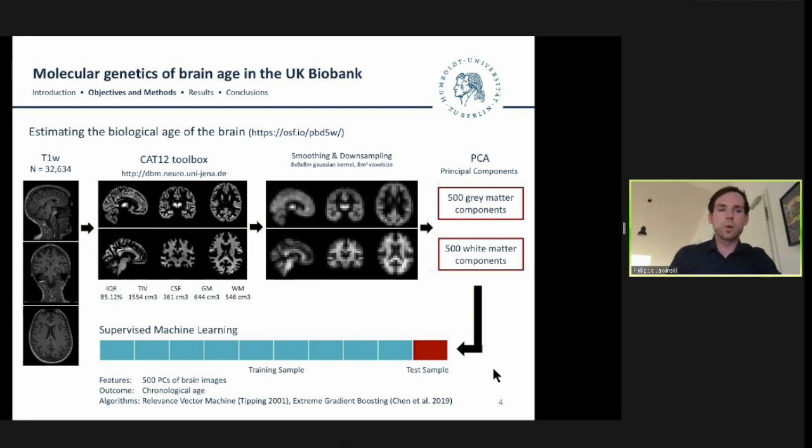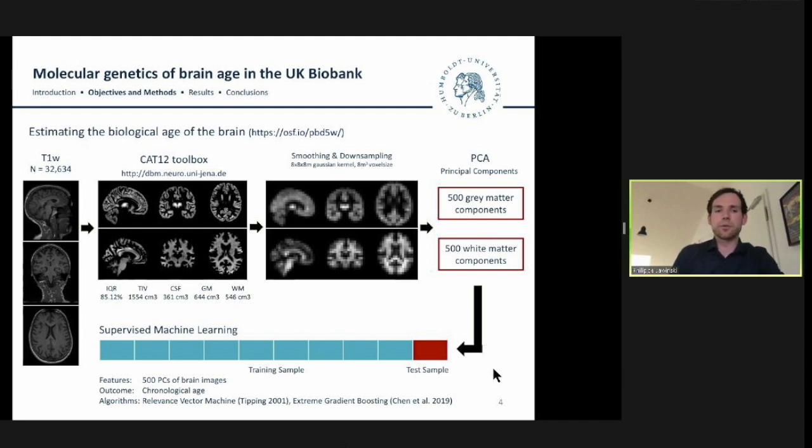So we took the T1-weighted images of the UK Biobank subjects and pre-processed them using the CAT12 toolbox for MATLAB. From this toolbox, we obtained the brain images, transformed from the native space into the standard space. And what we also got were segmentations into gray matter and white matter brain tissue. So we estimated brain age for both the gray matter and the white matter images.